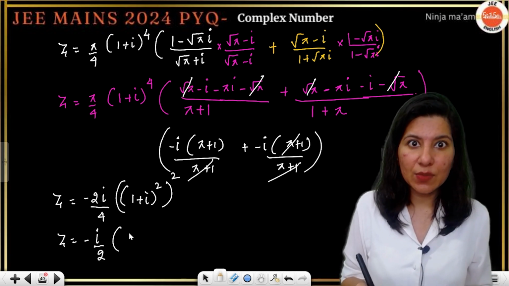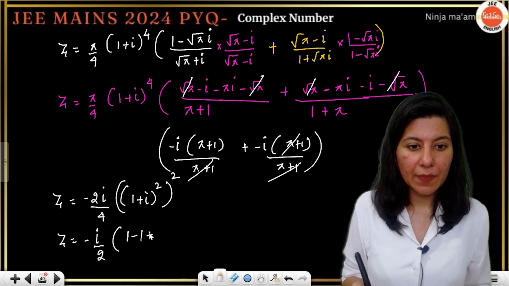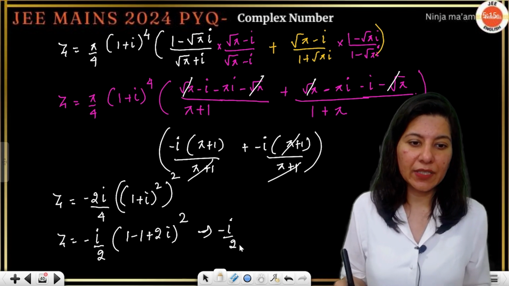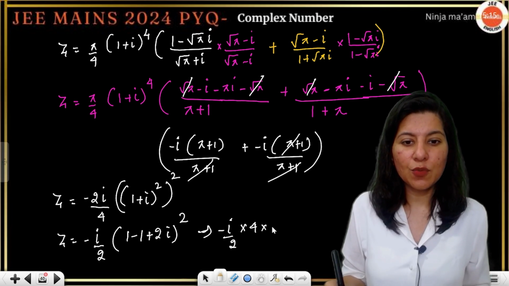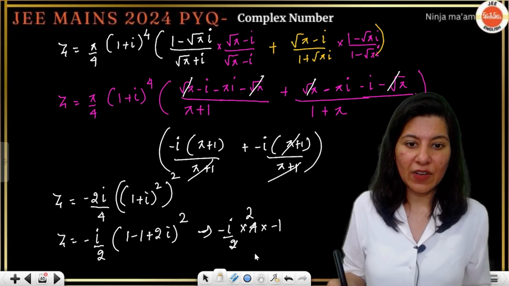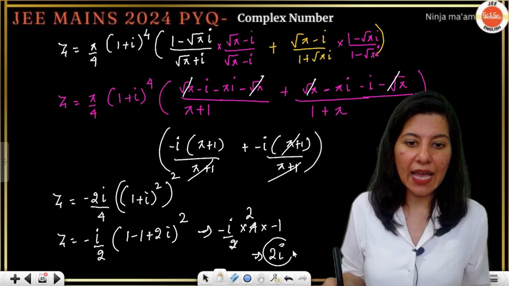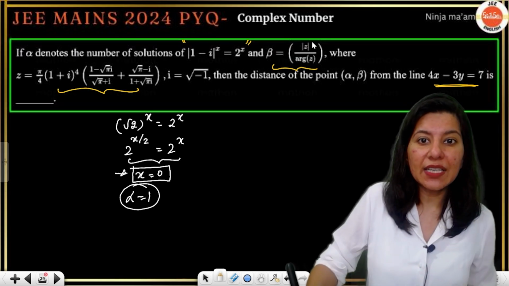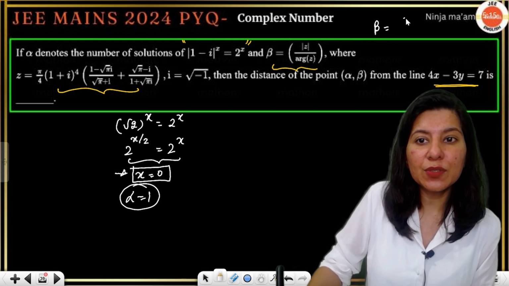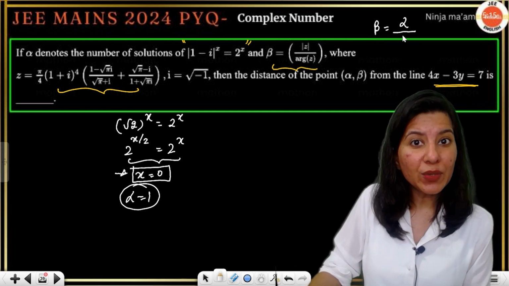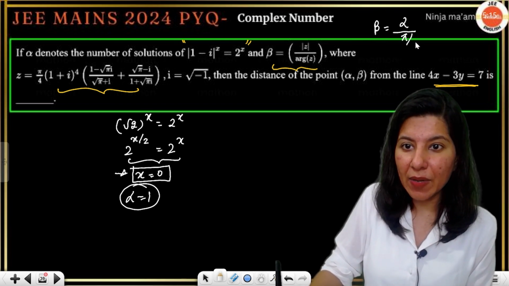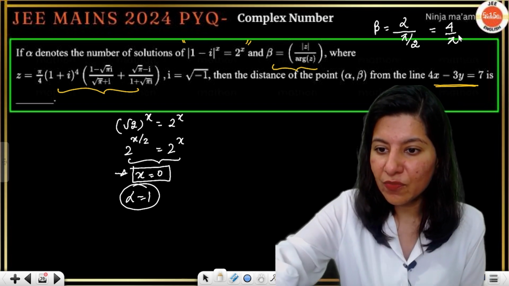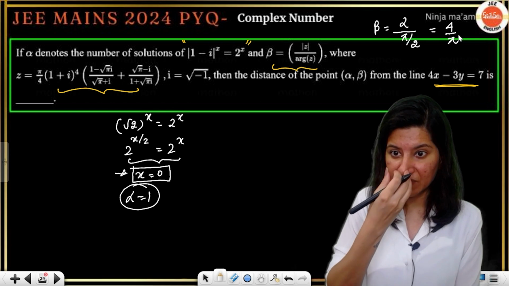1 plus iota square is 1 minus 1 plus 2 iota whole square. So, minus iota by 2 into 4 into minus 1. So, finally, we are getting 2 iota as your z. 2 iota is your z, that means beta will be equals to 2 upon 2 iota is your z, that means argument z is pi by 2. So clearly beta is coming out as what? 4 by pi.